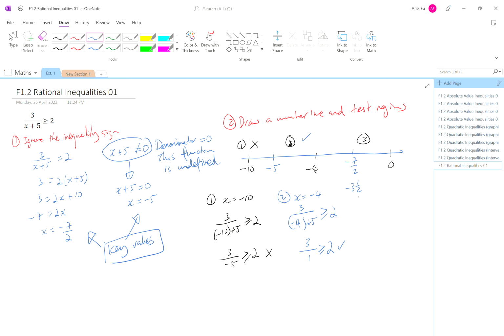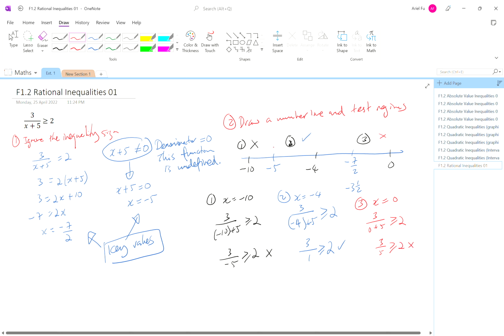Now the third region: if x equals 0, is 3 over 0 plus 5 greater than or equal to 2? Is 3 over 5 greater than or equal to 2? Nope, I do not want this region. That means the region I want on the number line is in between these two key values.